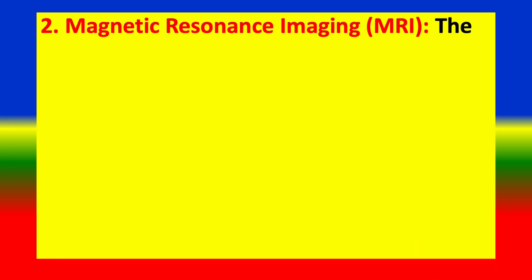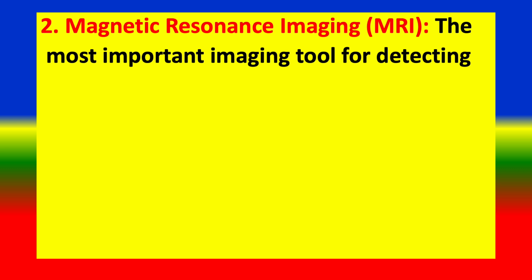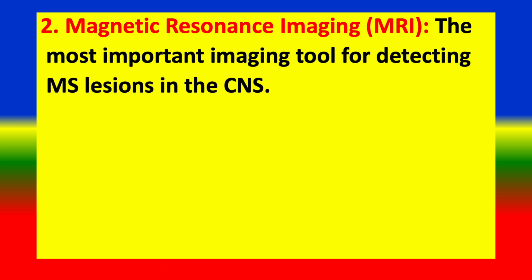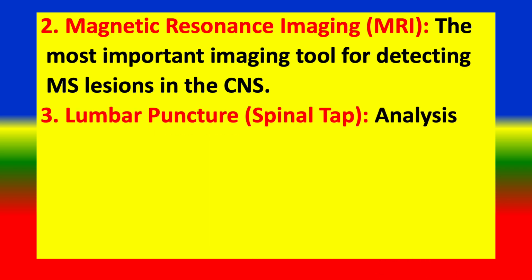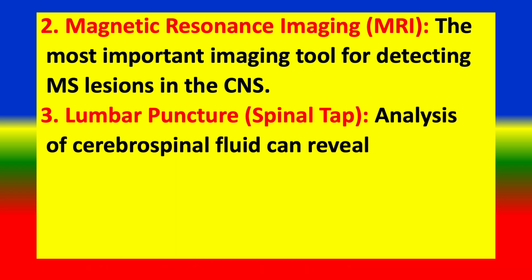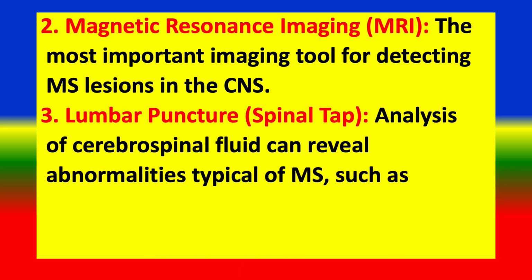2. Magnetic resonance imaging (MRI), the most important imaging tool for detecting MS lesions in the CNS. 3. Lumbar puncture, or spinal tap. Analysis of CSF, cerebrospinal fluid, can reveal abnormalities typical of MS, such as oligoclonal bands.